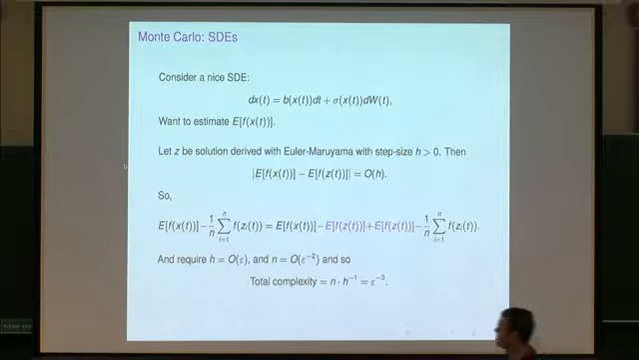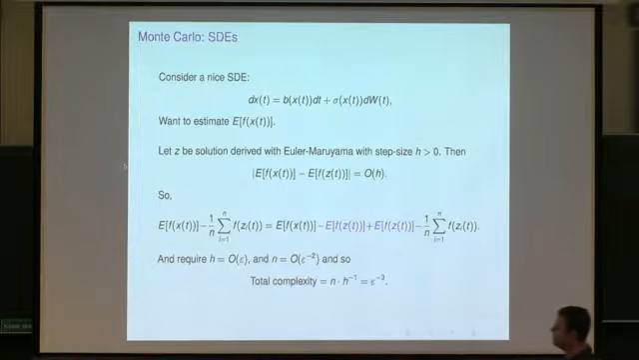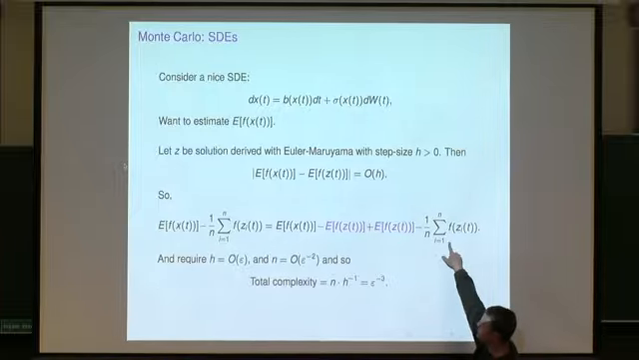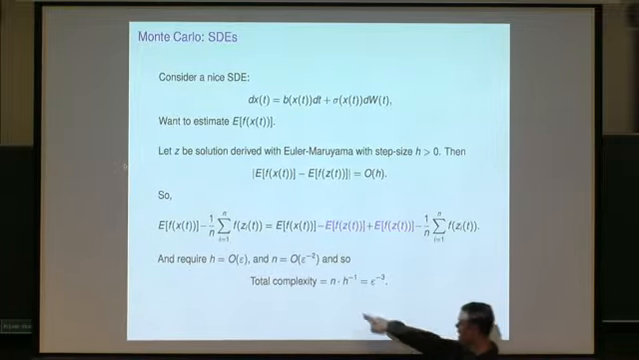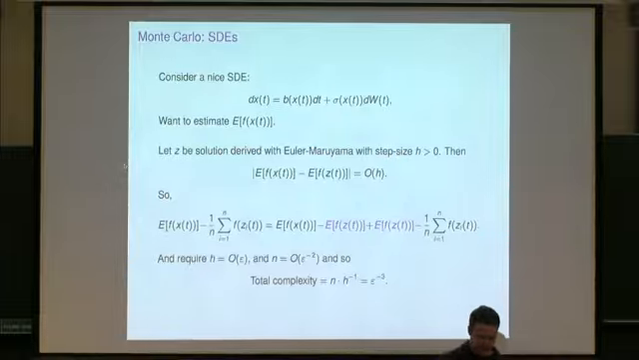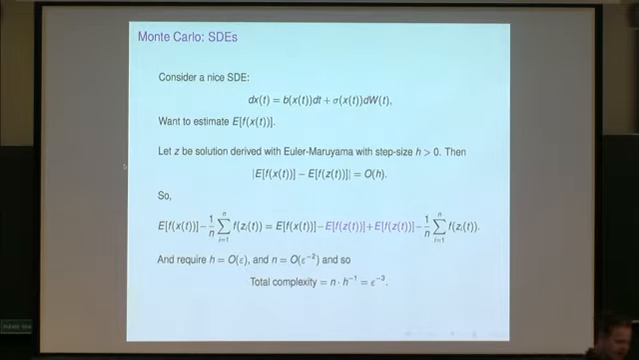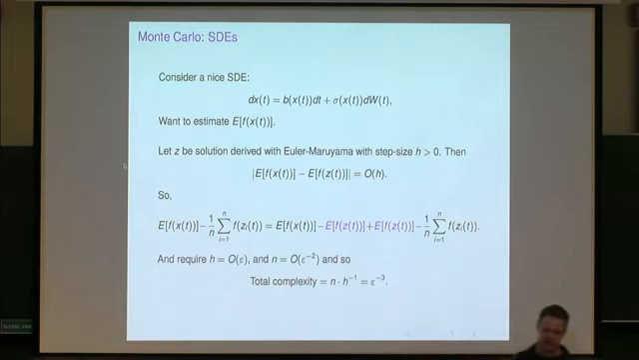So to get the bias under control, you choose h to be order epsilon, and you choose n, just like before, to be order epsilon to the negative 2. So how much does this cost? Well, you have that many paths times h to the negative 1, because you've discretized time, so every path costs order h to the negative 1 steps to create one realization. That's epsilon to the negative 2 times epsilon to the negative 1, so you get epsilon to the negative 3. And Des flashed this yesterday also.